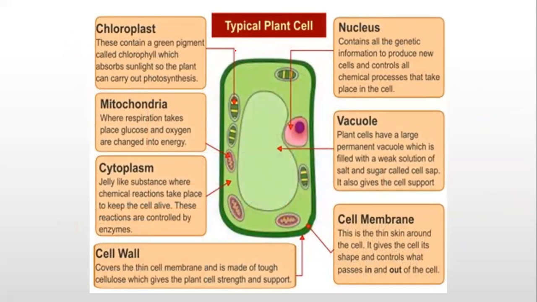Here we have another diagram of a plant cell. A plant cell के अंदर there are two additional structures. One of them is a cell wall, which was absent in animal cells, and the second structure is chloroplast, which was again absent in the animal cell. Chloroplast की बात करें तो these contain a green pigment called chlorophyll, which absorbs sunlight so the plants can carry out photosynthesis. अब chloroplast का काम क्या होता है?